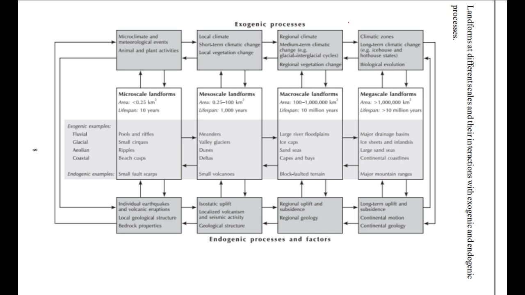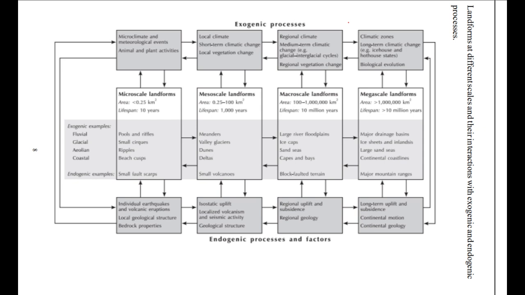Landforms at different scales and their interactions with exogenic and endogenic processes. Overview. The image provides a visual representation of the intricate relationship between landforms and the processes that shape them. It categorizes landforms and processes into different scales, highlighting how both external (exogenic) and internal (endogenic) forces interact to create the diverse landscapes we observe on Earth.